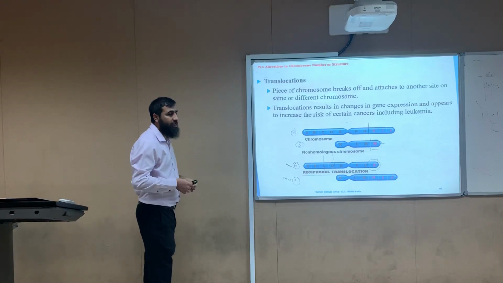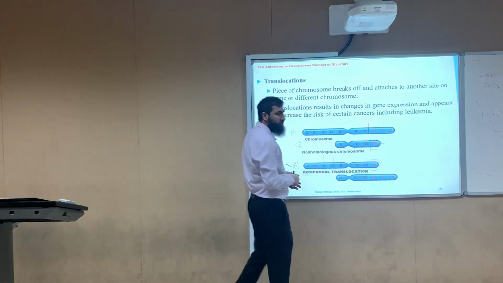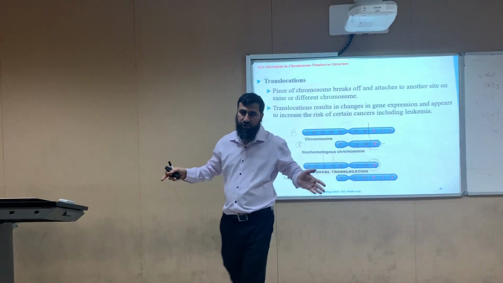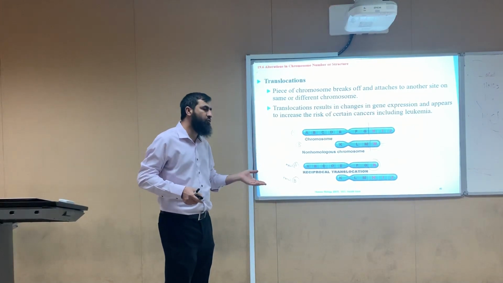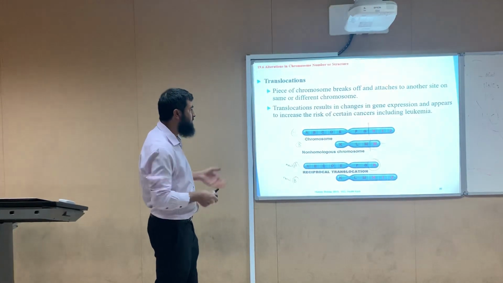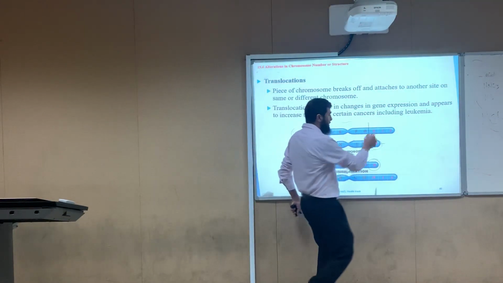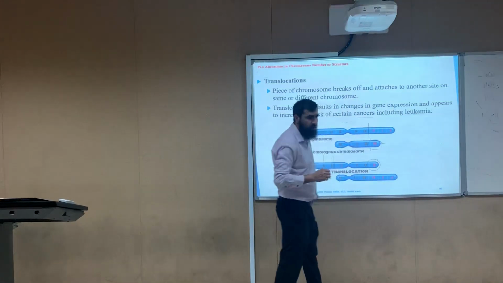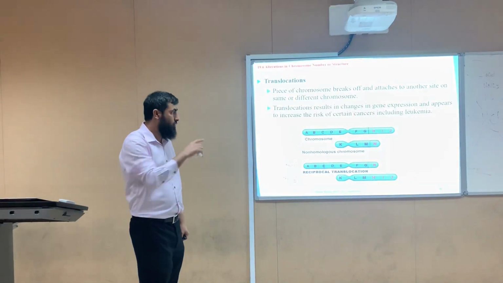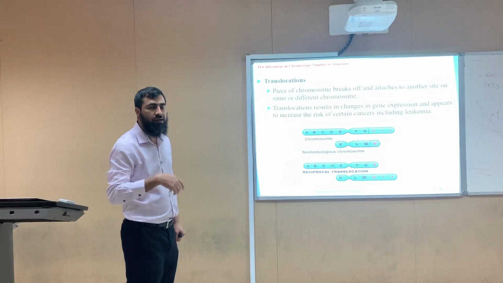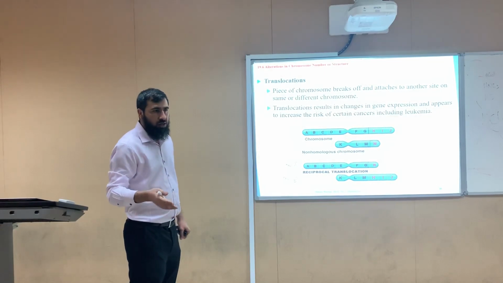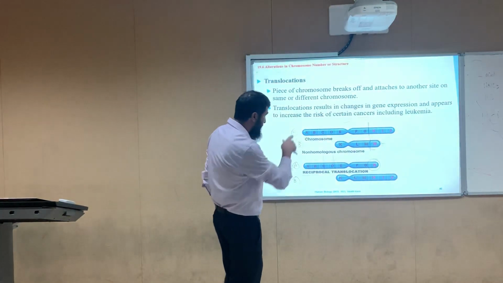And this can affect the expression of genes. What if it happens in the middle of a gene, okay? It disrupts the whole gene. Or it moves it to another chromosome where that gene is not expressed as well. Expression is changed, okay? This can increase the risk of certain cancers, like leukemia. So some of the leukemias are because of these translocations in the chromosomes. And it changes important genes, maybe cell cycle genes, okay? That can cause cancer.